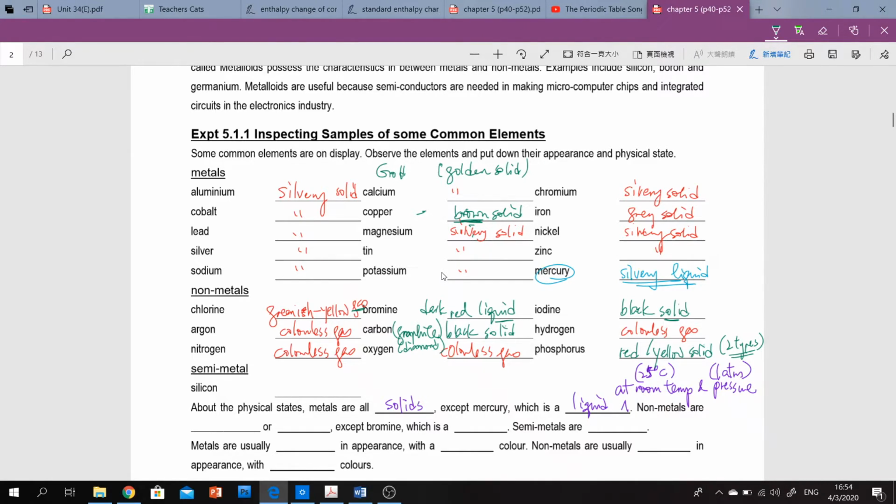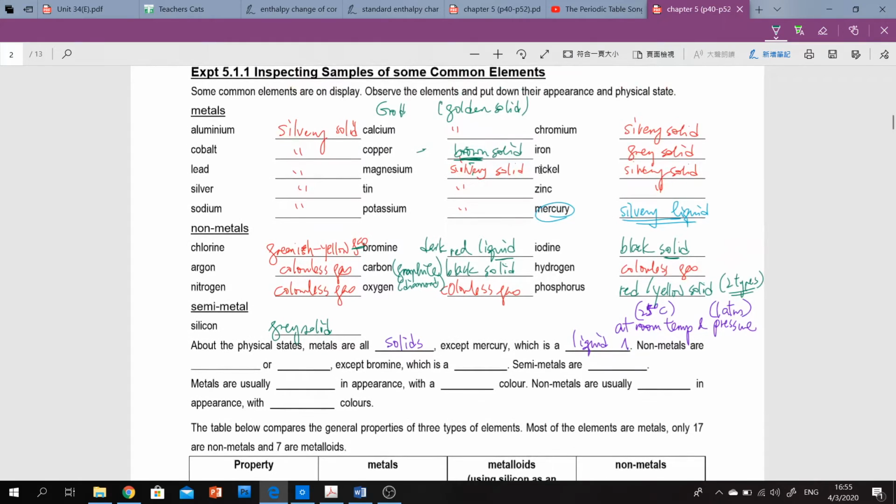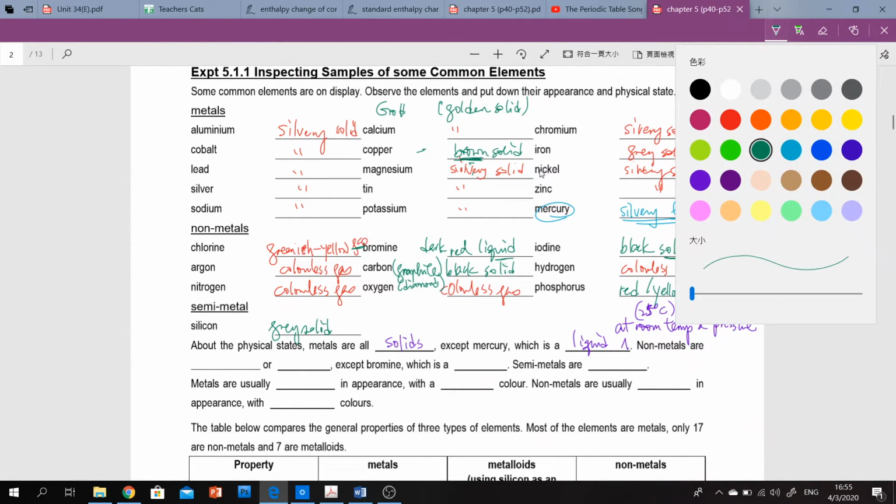Lastly, about semi-metals: silicon is a gray solid. So much for that. In short, let me finish the remaining parts of the summary of the different types of elements: metals, non-metals, and semi-metals.